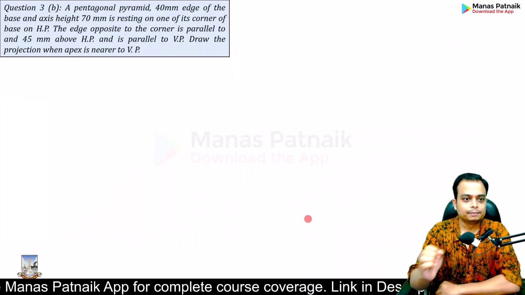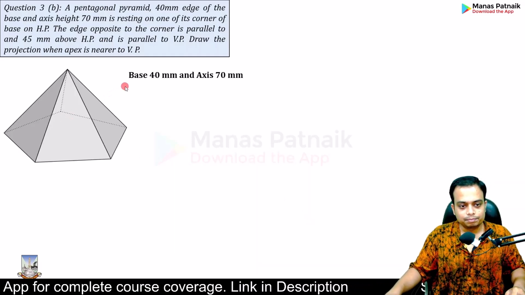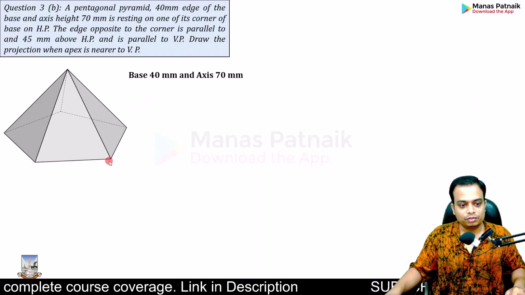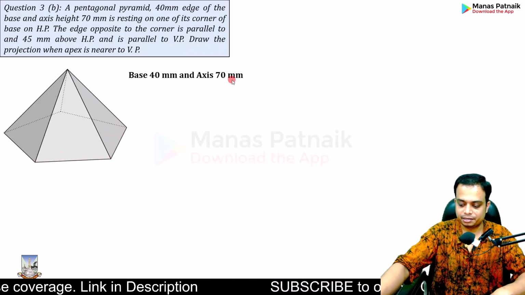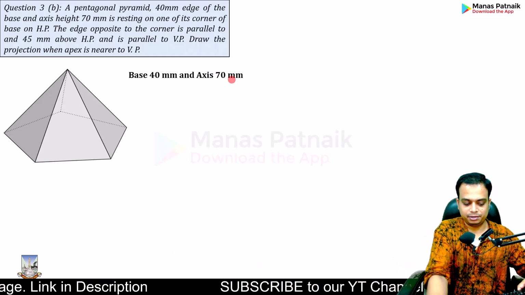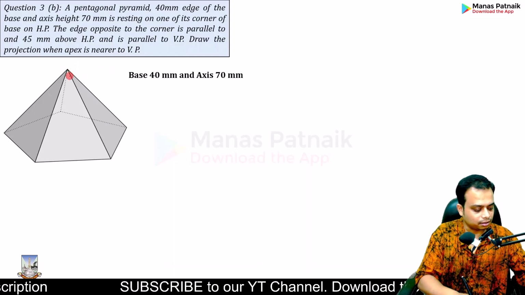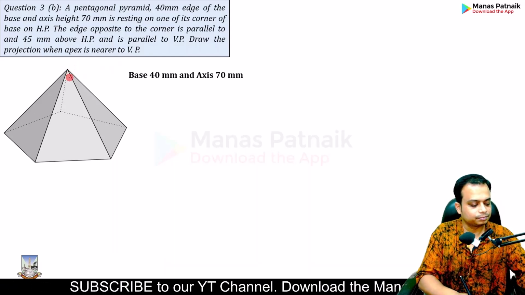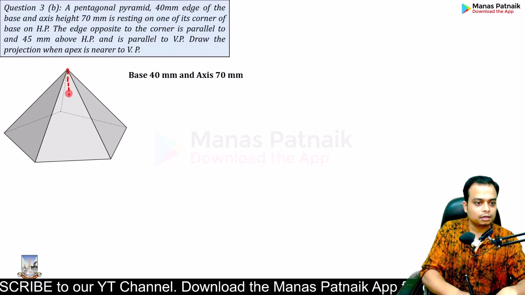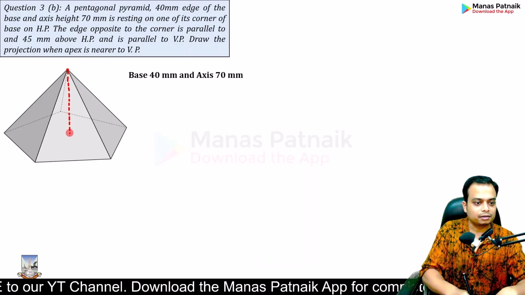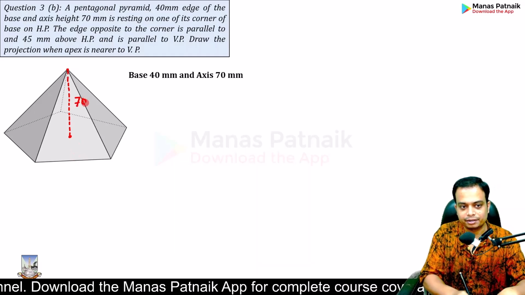Let's start. That's the pentagonal pyramid I am talking about. The base is 40 mm. All of these sides are 40 millimeters each. The height is 70 millimeters. If you want to take a look, from the apex, if you make this line which connects it with the center, this is 70 millimeters.